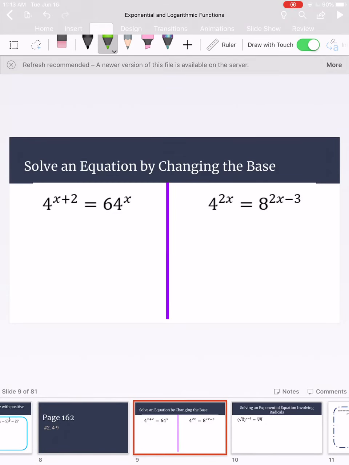Okay, so in this lesson we are going to look at solving exponential equations with the same base. So that will be our key for today. Let's start off by diving into some questions.